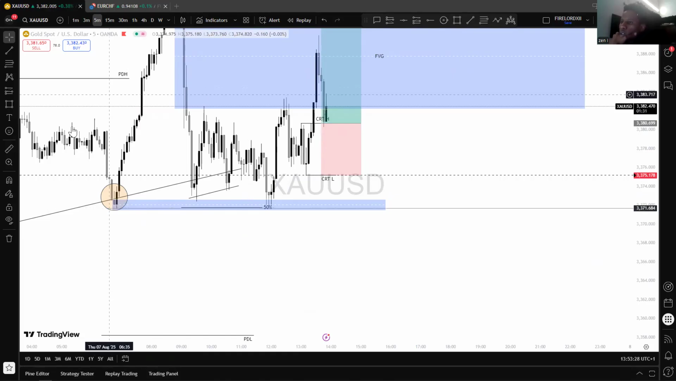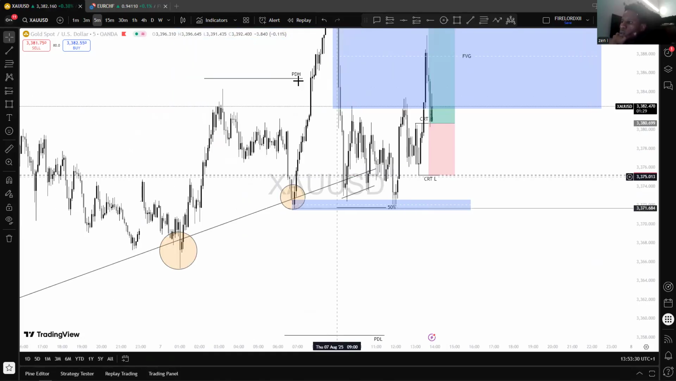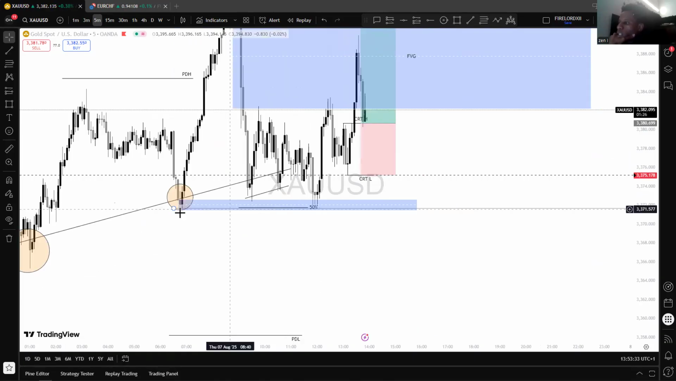Break of structure. Last candle before the impulse that led to the break of structure. So let's say we're going to say, okay, this region is something.